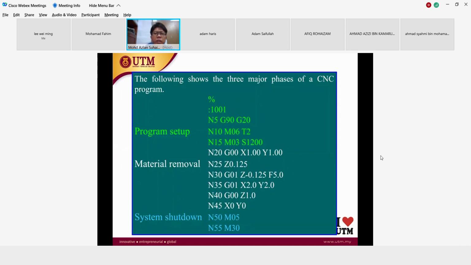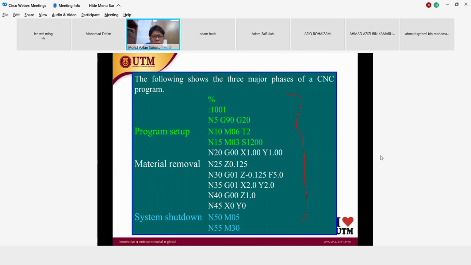This is an example of the major phases in a CNC program. You have to write this program. There will be one quiz, a 5% individual quiz for this. You will have the design and you have to come up with this coding.